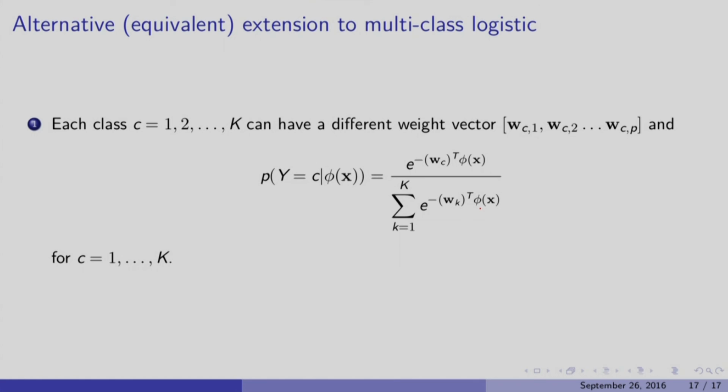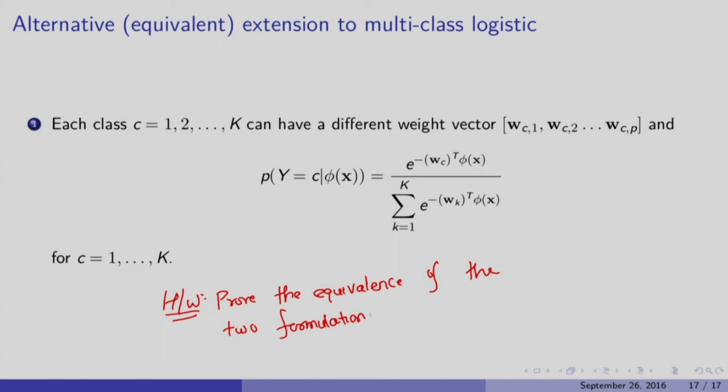There are other alternative extensions to multi-class logistic regression. For example, you could also have a different weight vector for every class, and instead of this denominator which had a 1, now the denominator is simply the sum of the numerators across all the classes. One can show that these are equivalent. So as homework, prove the equivalence of the two formulations. Thank you.